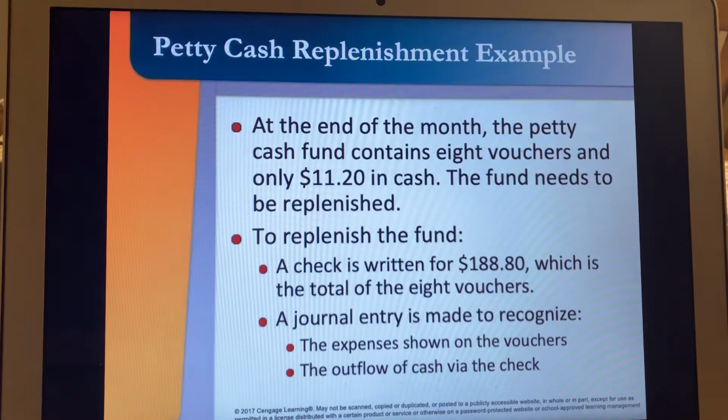At the end of the month, the petty cash fund contains 8 vouchers and only $11.20 in cash. The fund needs to be replenished. To replenish the fund, a check is written for $188.80, which is the total of the 8 vouchers. A journal entry is made to recognize the expense shown on the vouchers and the outflow of cash via the check.